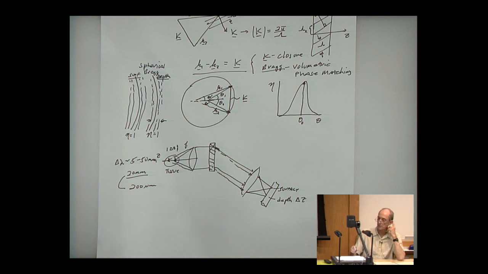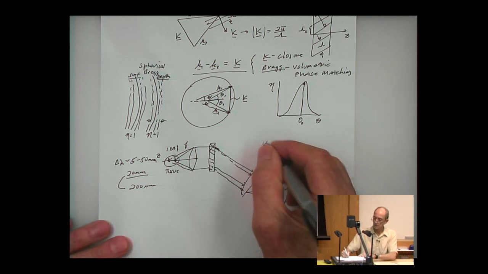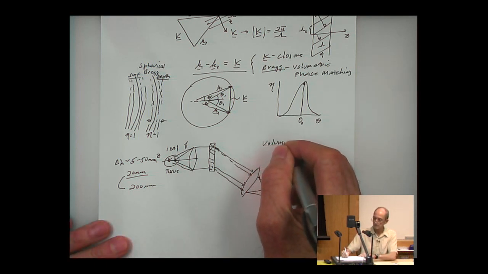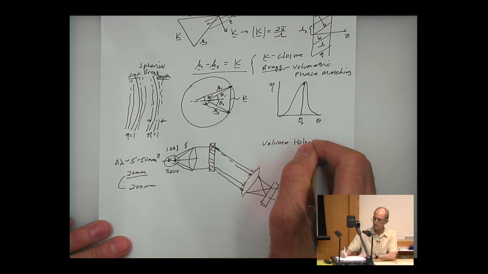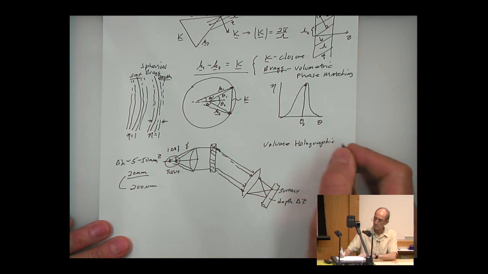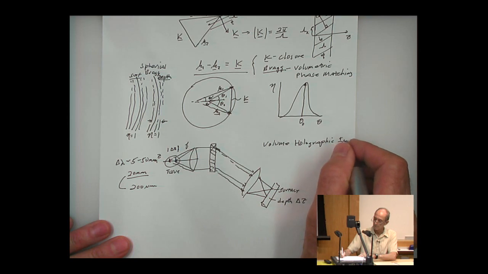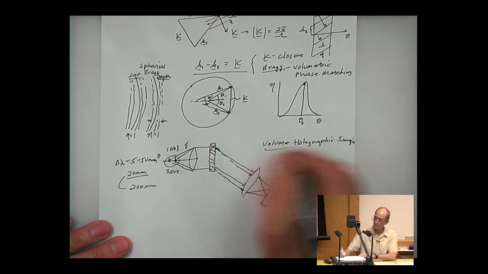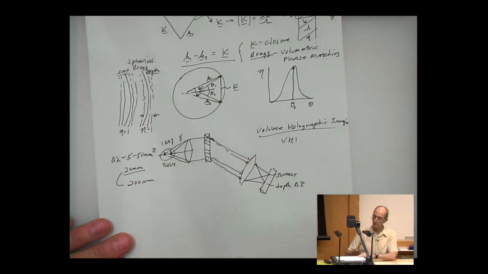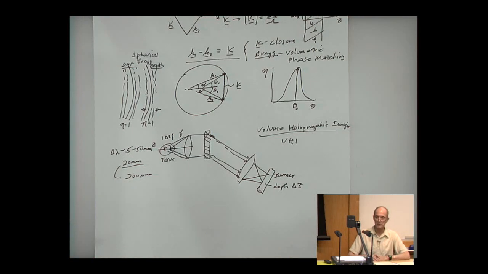Our group has a number of papers on this. If you're interested further, I'll put up a paper on the D2L site if you want to have a look at that. And this is called volume holographic imaging, or VHI. Again, very interesting, very useful technique.